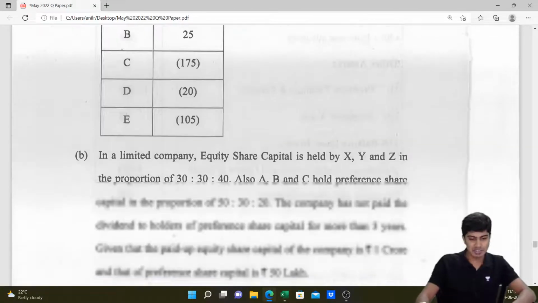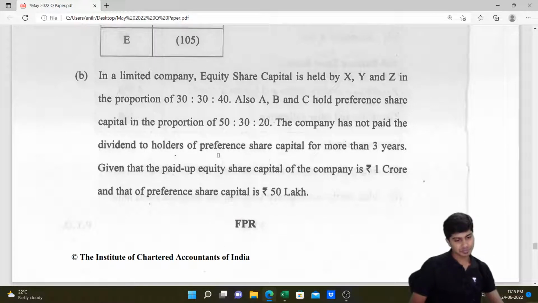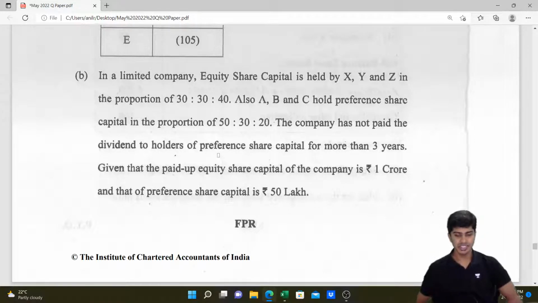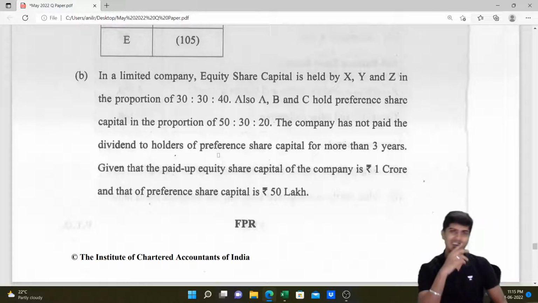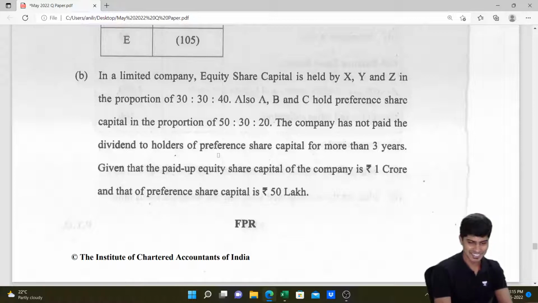6B looks like it has some sub questions. Let's see the first one. In a limited company, equity share capital is held by, this is differential rate. This is a very easy part, and you can attempt it, as they ask 5 marks from this question. So this is again like a lottery. In a limited company, equity share capital is held by X, Y, and Z in the proportion of 30 is to 30 is to 40.